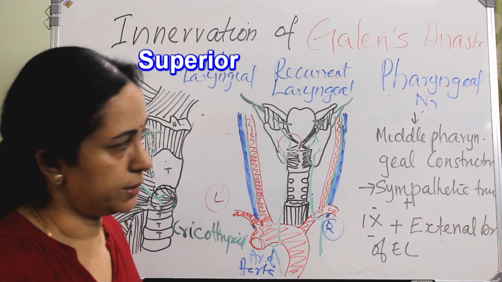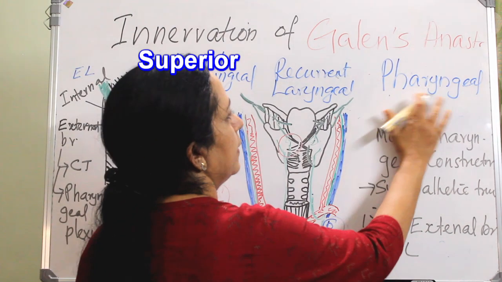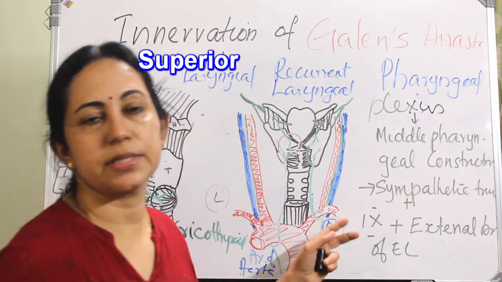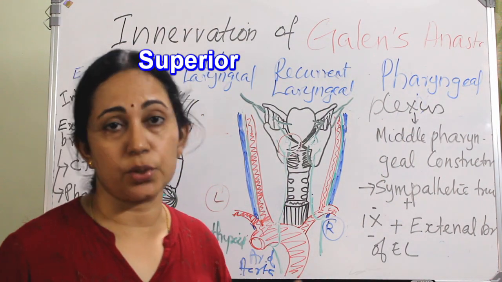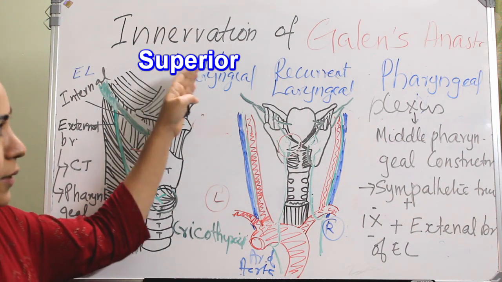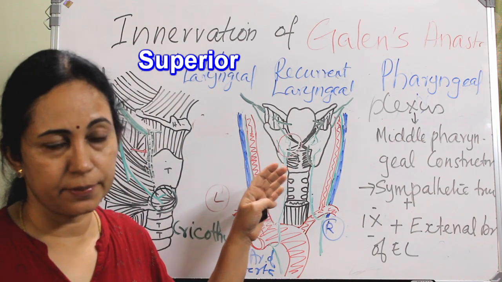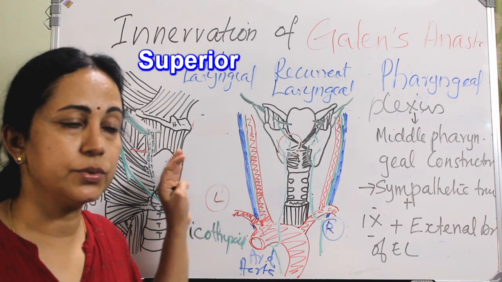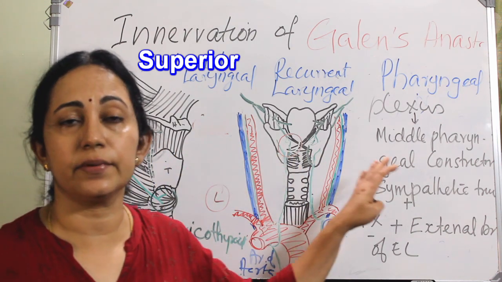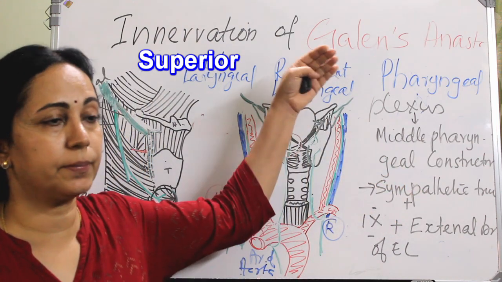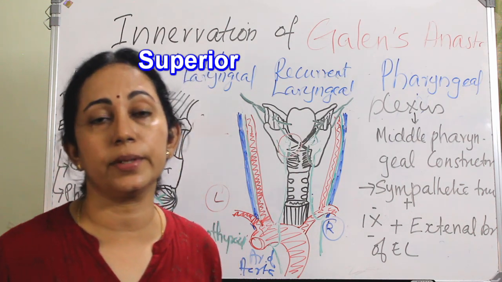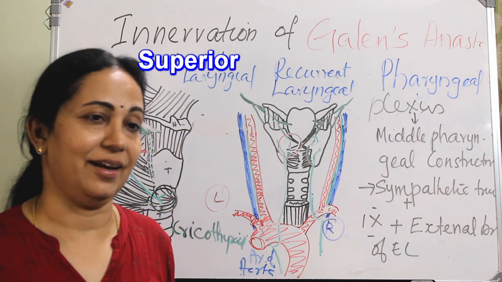Pharynx and soft palate. So the pharyngeal plexus gives sensory fibers to the pharynx and soft palate. Okay, so this is regarding the innervation of the larynx, mainly by the 10th nerve through the external laryngeal nerve, recurrent laryngeal nerve and pharyngeal nerve. And also remember Galen's anastomosis, which is solely sensory and autonomic innervation to the larynx. Okay.